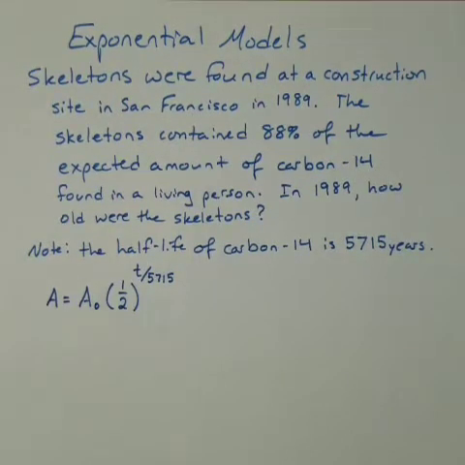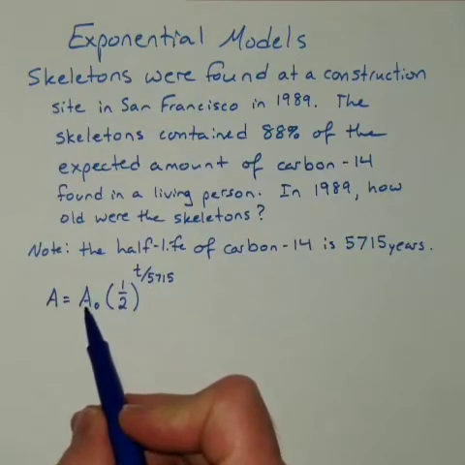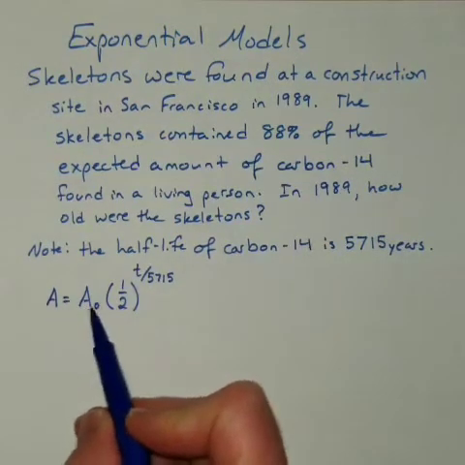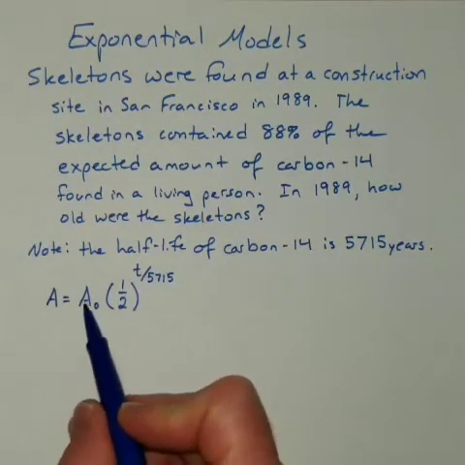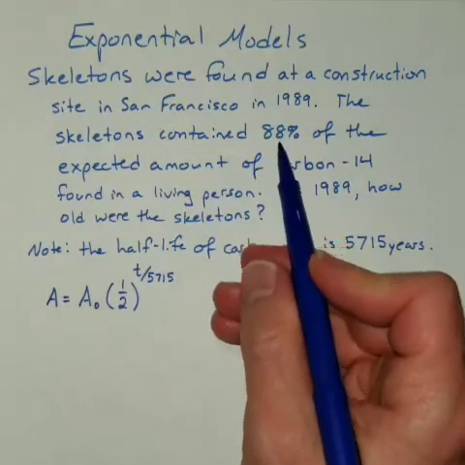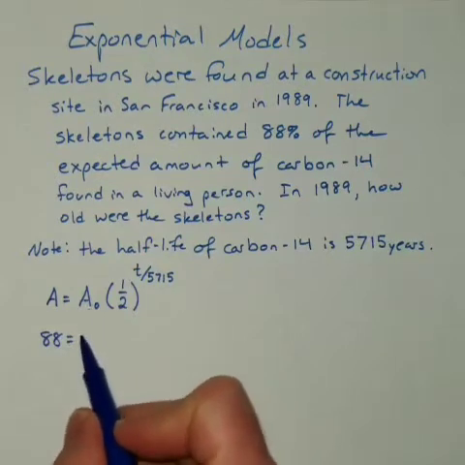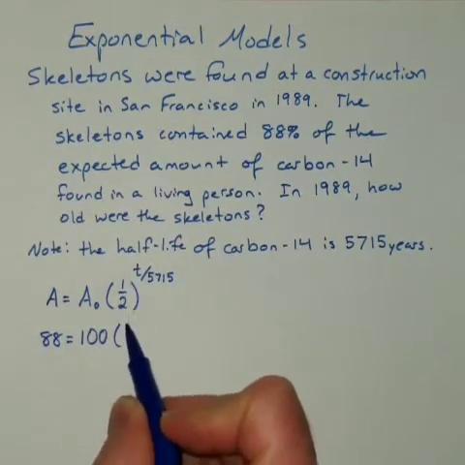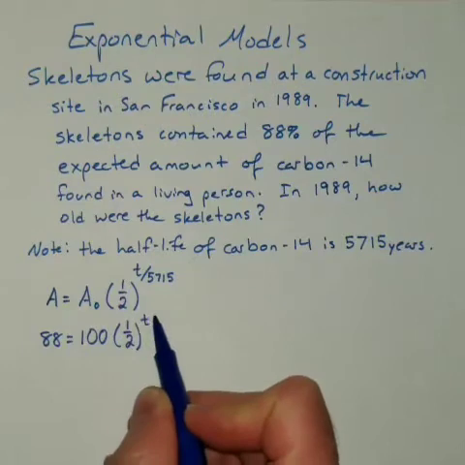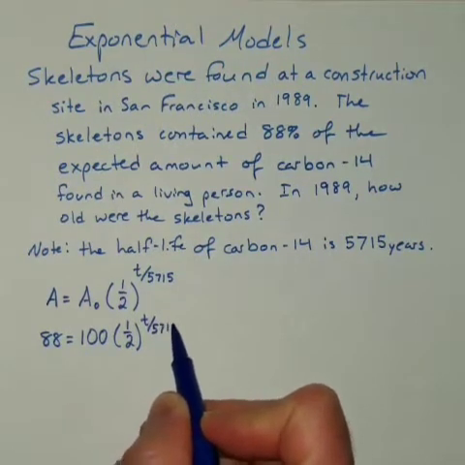Okay, so now really all we have to do is figure out what A and A sub 0 are, plug those in and solve for t. Well, A and A sub 0 come from our percentages. So the final amount is 88%. The initial amount was 100%.